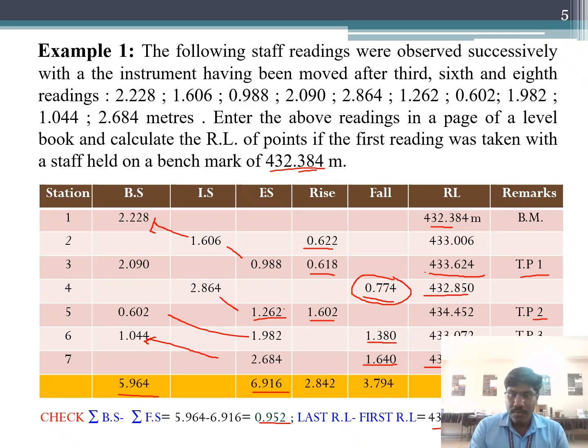And similarly the summation of rise and the summation of fall. The summation of rise is 2.842, the summation of fall is 3.794. The difference of these values is also 0.952. So we focus only on the difference value, with no positive or negative sign. So this is a simple example of the rise and fall method.